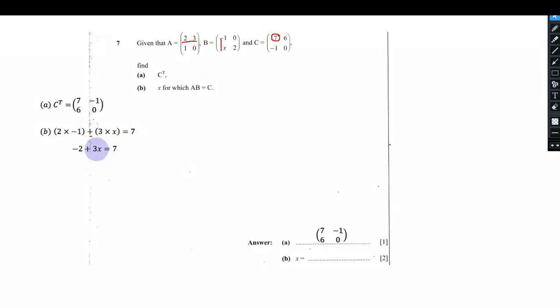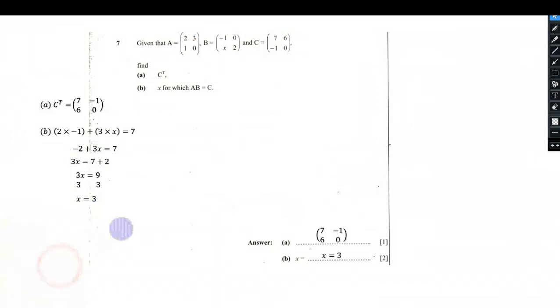Now here we are finding x. So the negative 2 needs to cross the equal sign. Okay, so it has crossed, it becomes a positive, and then 7 plus 2 gives us a 9. We want to find x, so we divide by 3 on both sides, which will have us get a 3 as the value for x. So that is the final answer there.